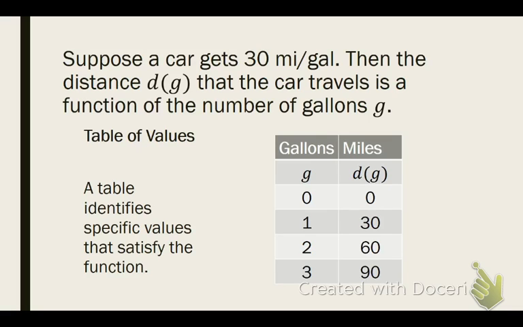So let's talk about the table of values in reference to this function. The table identifies specific values that satisfy the function. Go ahead and get these down. If you have no gallons, then you can't go anywhere. If you have 1 gallon of gas, you can go 30 miles. 2 gallons of gas, you can go 60 miles, and so on.